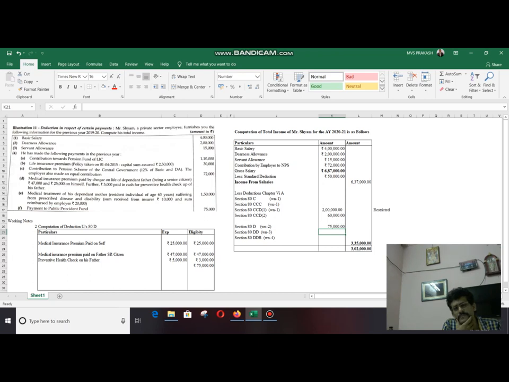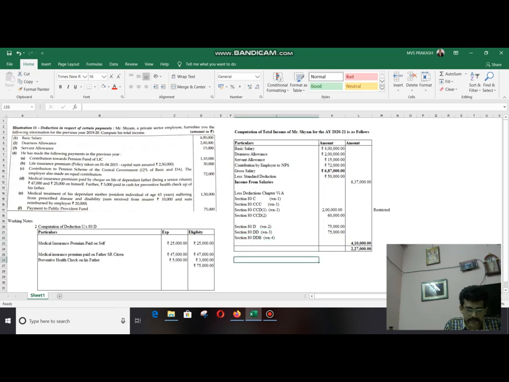Any sort of expenses incurred on a disabled person is ultimately covered as part of your section 80DD. Here it is mentioned medical treatment of dependent mother suffering from prescribed disease and disability. Disability forms part of your 80DD and specified disease comes as part of your 80DDB. Whenever the disability case occurs, partial disability 75,000, severe disability 1,25,000. In this case, the disability is not mentioned, so let us assume that as partial. So as it is partial, the amount of deduction is 75,000.